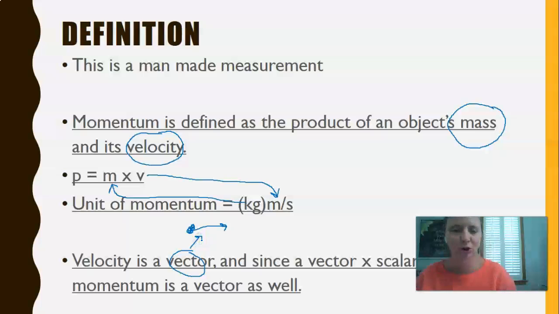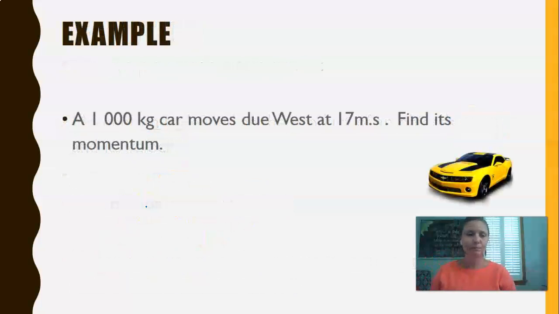How many arrows can I draw on one slide? That's what you're probably thinking. So once again, we have momentum: mass times velocity. So let's just look at a real simple one here. This one says we have a 1,000-kilogram car. Very nice car. It looks like Bumblebee. It is moving due west at 17 meters per second. So 1,000 kilograms, and it's moving west at 17 meters per second.